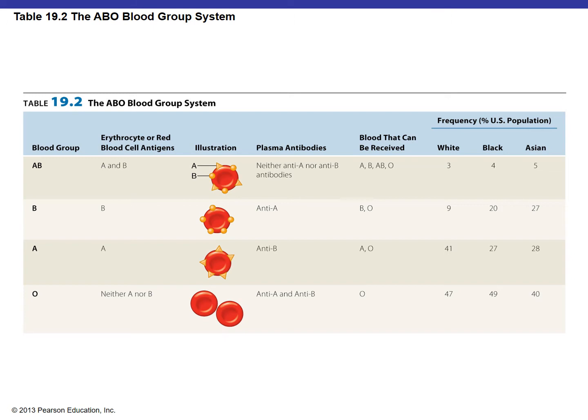If you're blood type O, you don't have A or B antigens, so you could have anti-A antibodies and anti-B antibodies. For the AB blood group, which has both A and B carbohydrate on the surface of their red blood cells, they would have neither anti-A nor anti-B antibodies.